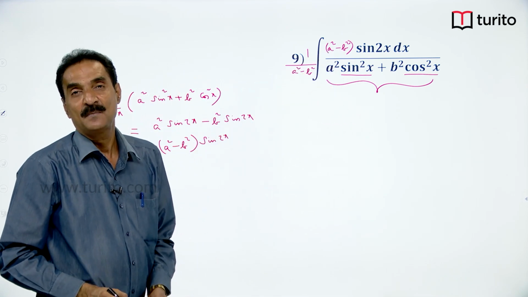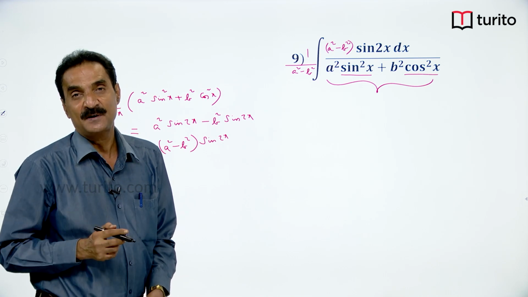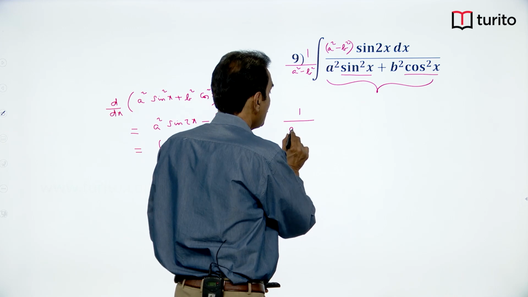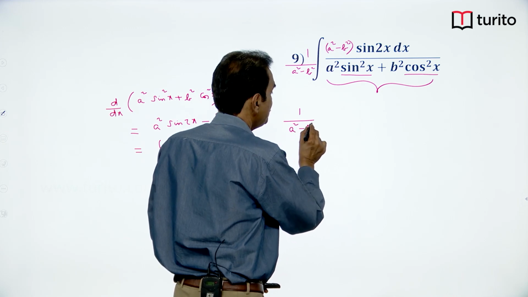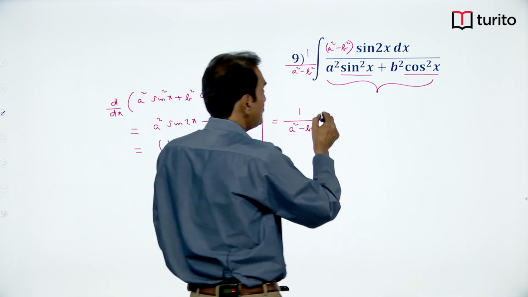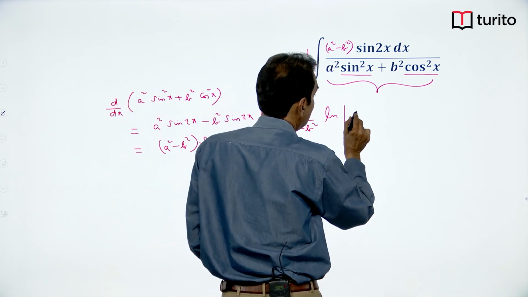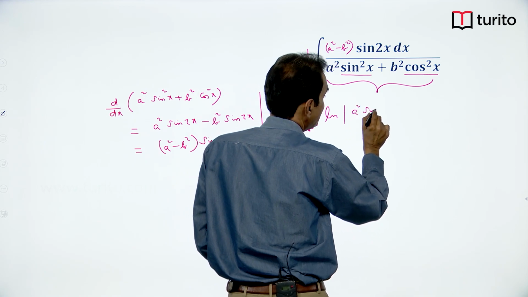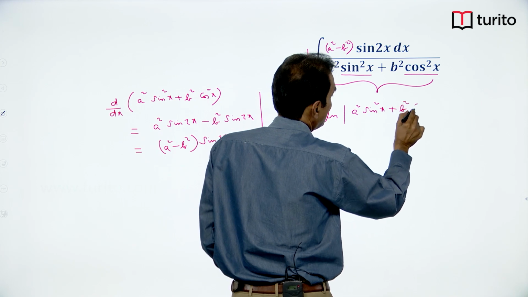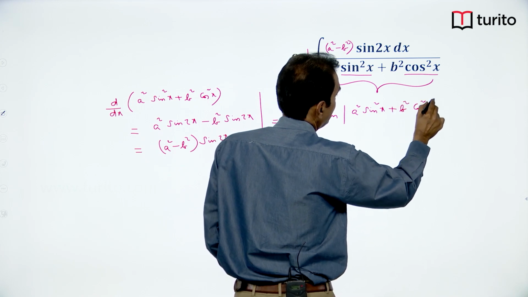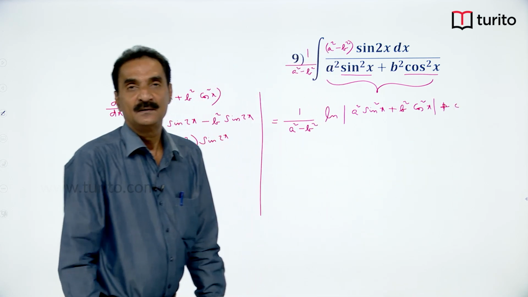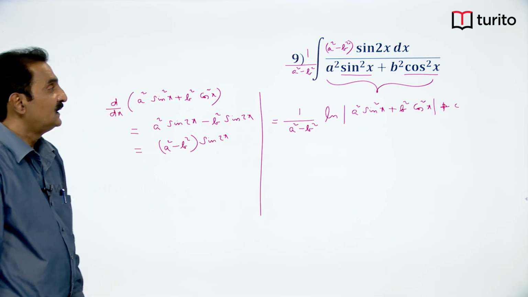Then what is the integral? Integral of f dash x by fx is log mod fx. So it will be 1 by a square minus b square into log mod a square sin square x plus b square cos square x plus c. Okay. Next question.